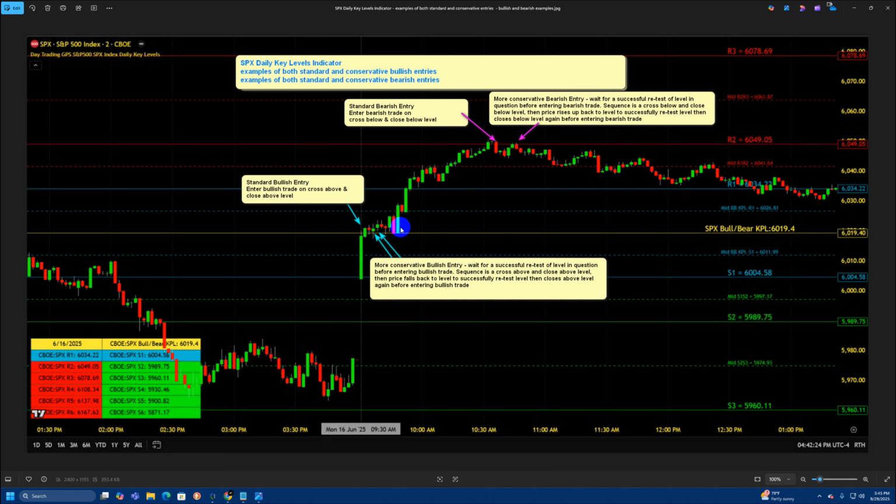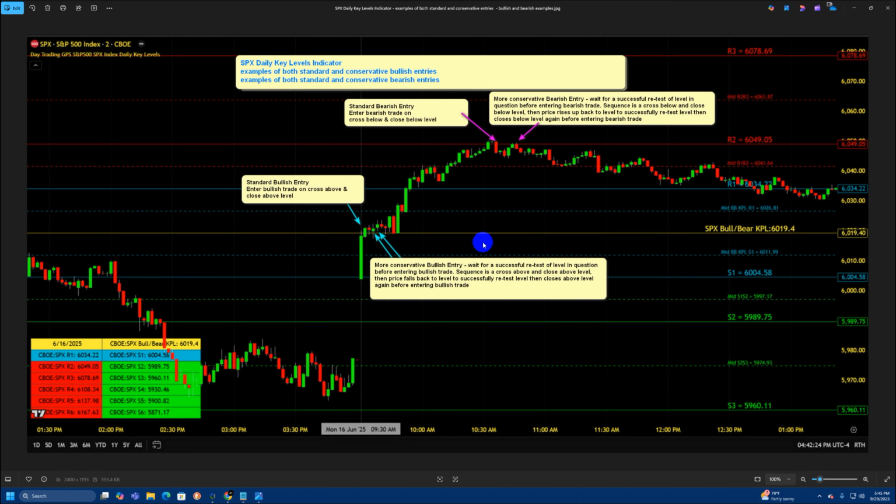Now, just to clarify, the stop loss on either one of these entries down here, whether you took this standard bullish entry or the more conservative retest required bullish entry, your standard stop loss is the first midpoint level below the level in question you're taking the entry from. So in this case, on this sequence here, taken from the bull bear KPL, your standard stop loss is the first midpoint level below the bull bear KPL, so that is this level here.